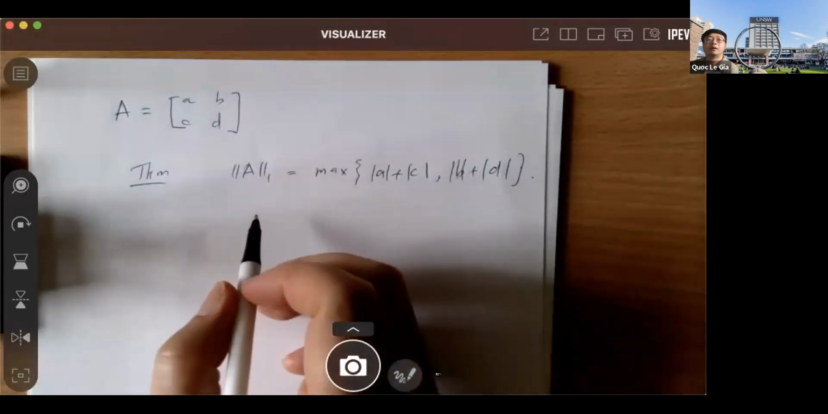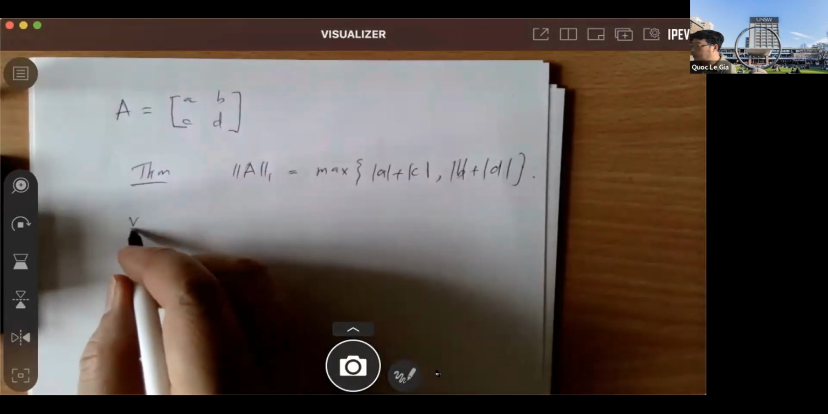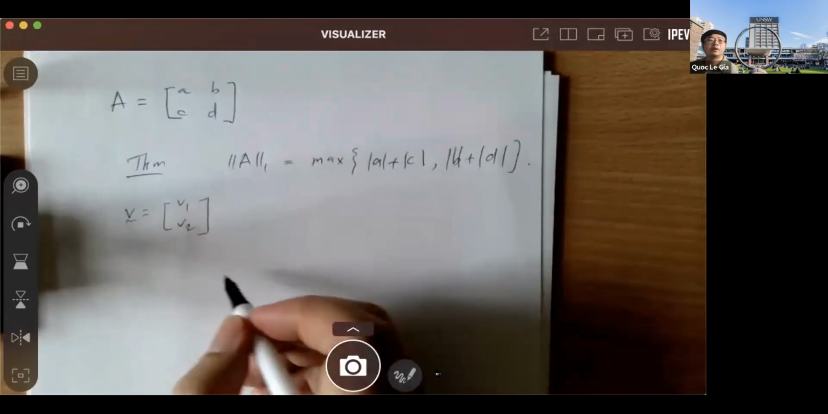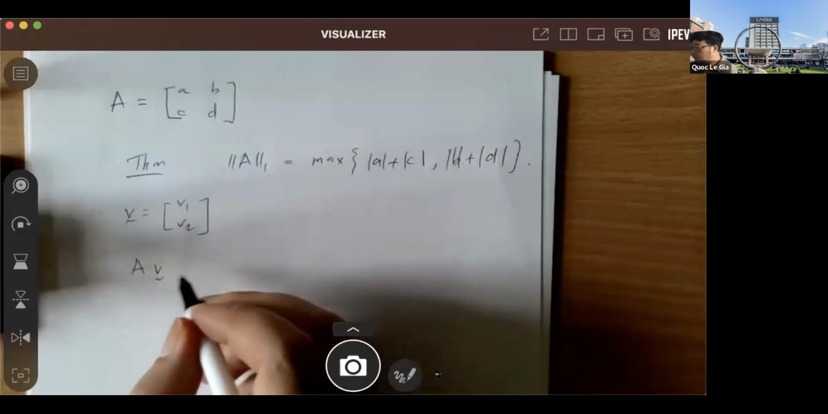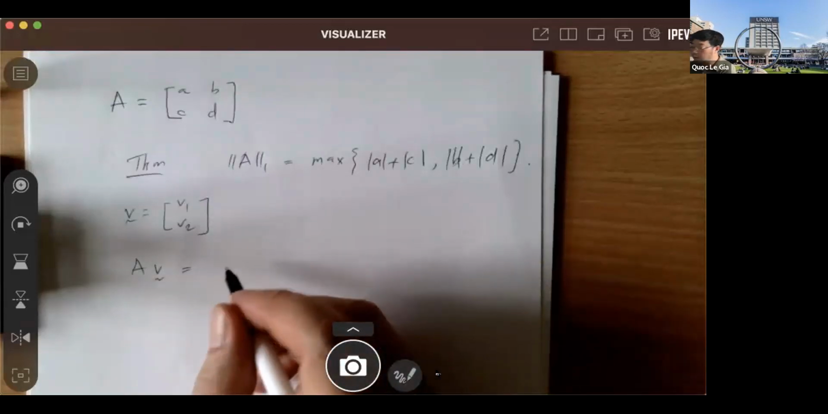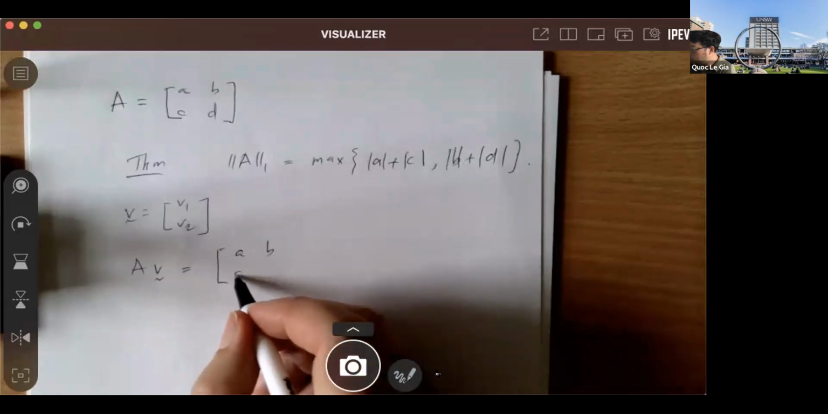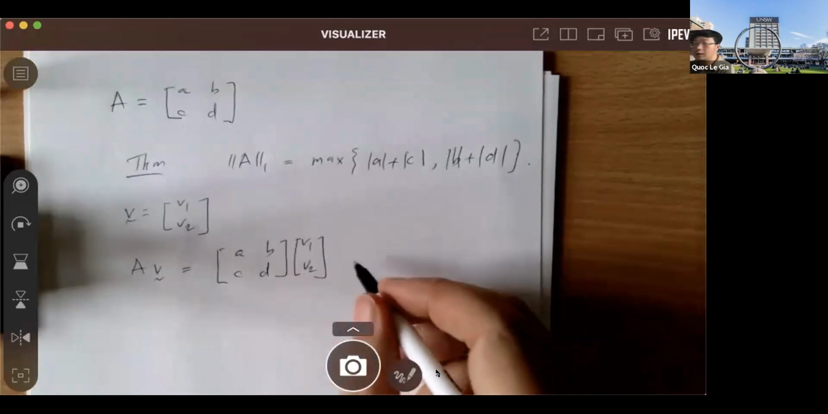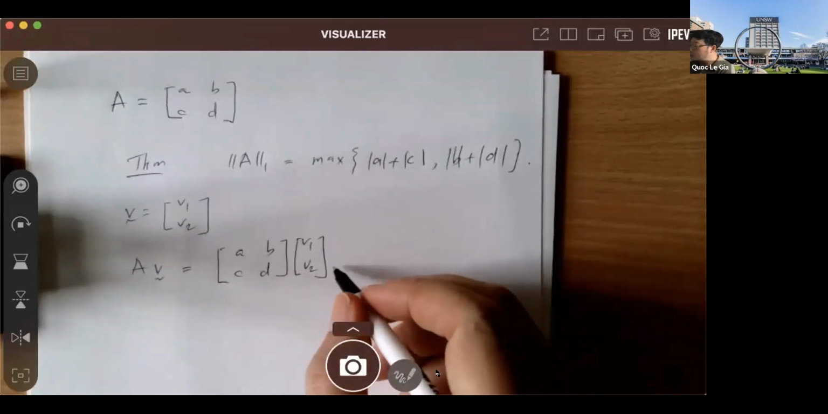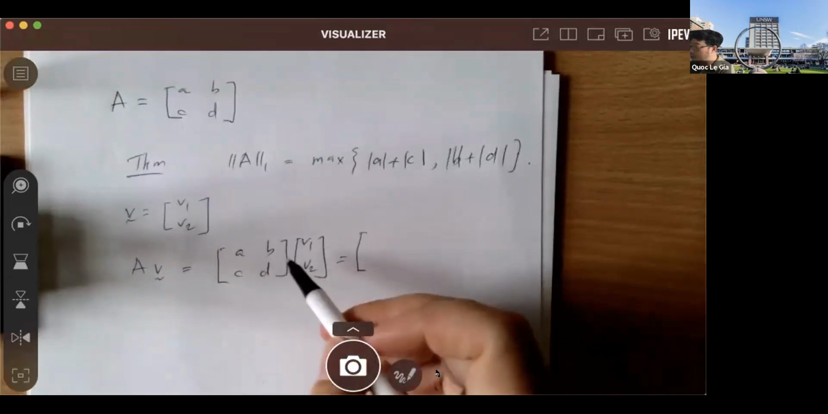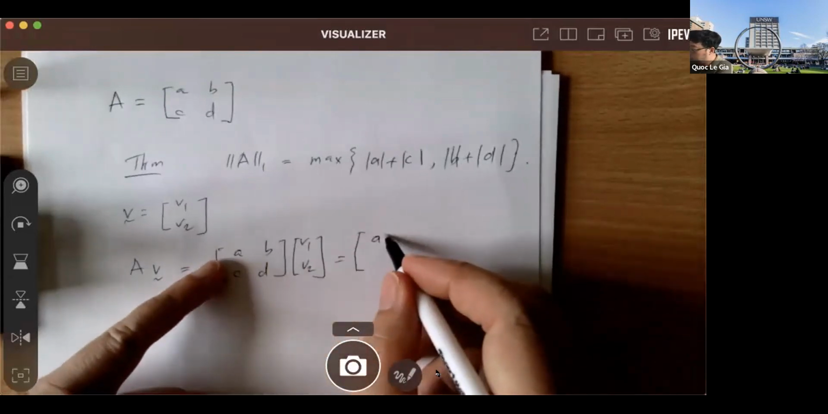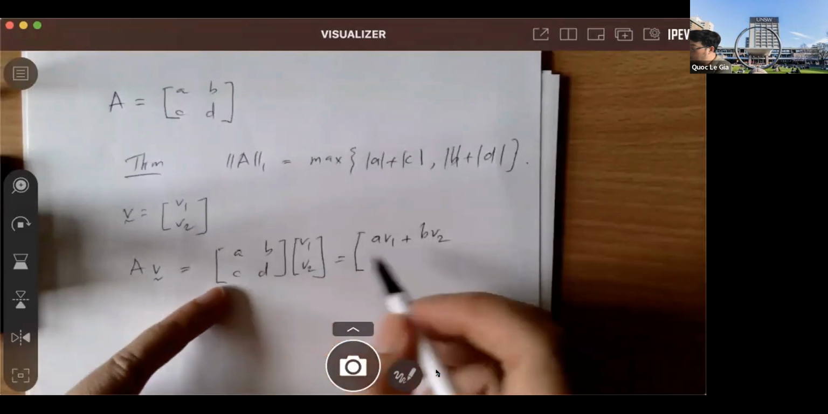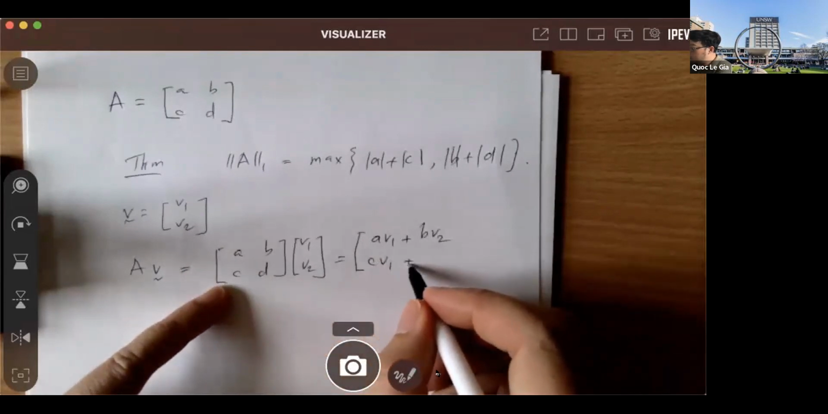So now how do we prove that? Suppose I take a vector V, so V is just equal to V1, V2. Then I take AV. So AV will be A, B, C, D, and then you multiply by V1, V2. By just linear algebra, you get AV1 plus BV2, and CV1 plus DV2.